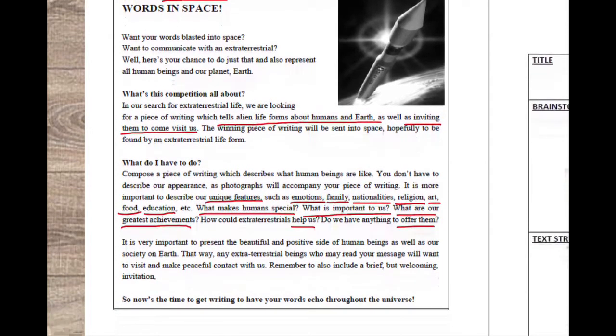Then moving on, at the bottom it says, it is very important to present the beautiful and positive side of human beings as well as our society on Earth. That way, any extraterrestrial beings who may read your message will want to visit and make peaceful contact with us. Remember to also include a brief but welcoming invitation. So now's the time to get writing to have your words echo throughout the universe.